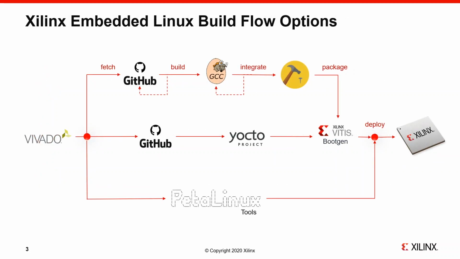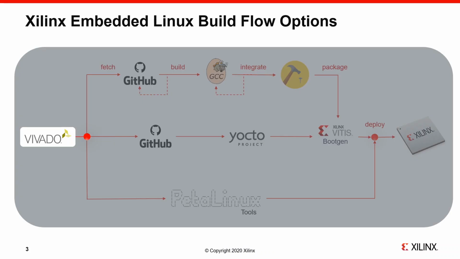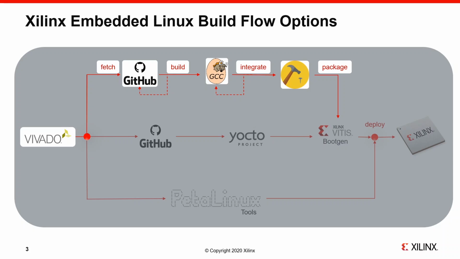Let's take a quick look at your options for building the embedded software for a Xilinx device to see where PetaLinux Tools fits in. Vivado is used to design and configure the hardware system, containing at least one embedded processor. Then, the flow on the top of the diagram is the do-it-yourself flow. You would fetch the sources yourself, build the toolchain and the software, applying patches as needed, integrate and package everything up. Then, run it through bootgen for deployment. This requires an advanced level of knowledge and experience to get right.